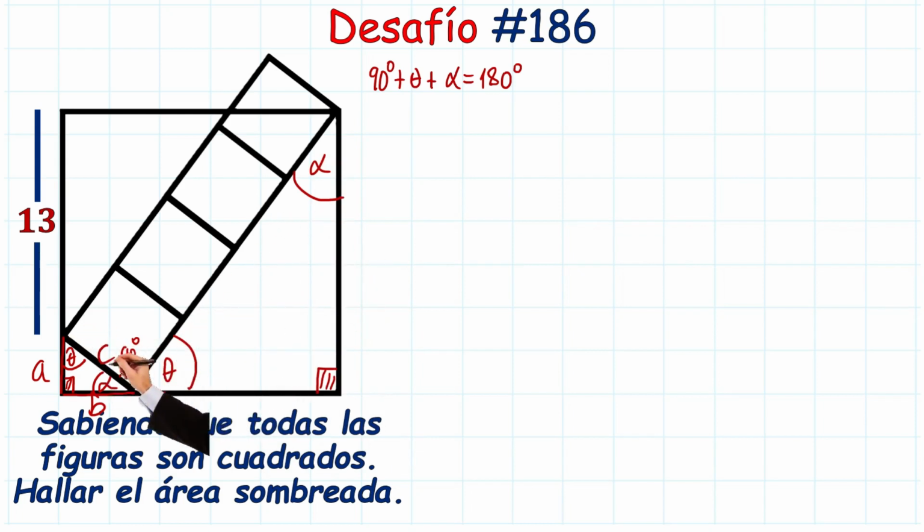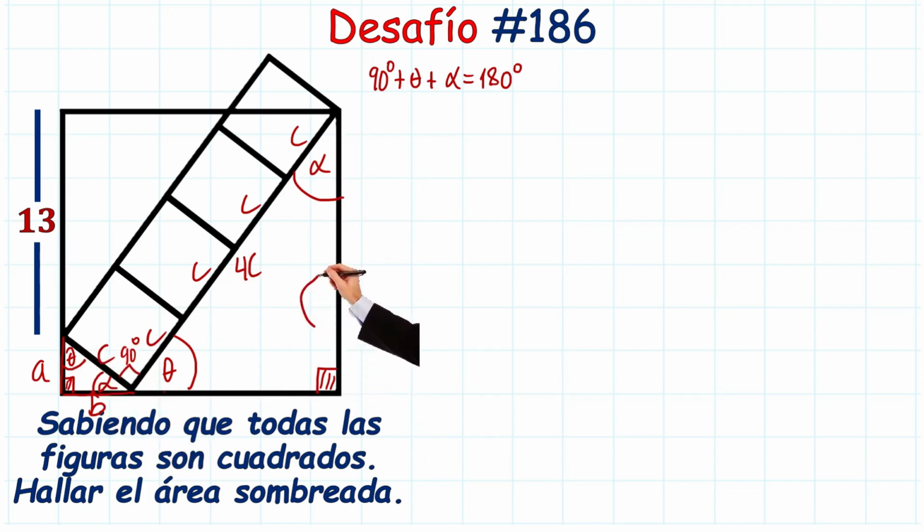And something more, also notice this side of the square measures C. So how much does this hypotenuse measure? Well, I have C plus C plus C and more, so the entire hypotenuse measures 4 times C. Very well. And notice that this triangle here is similar to this triangle there. We're just going to flip this triangle like this.